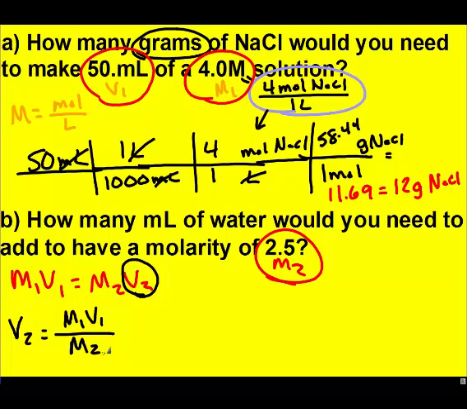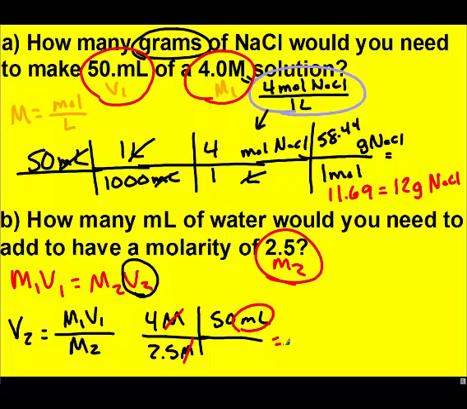Looking up, I have my 4 molarity times my 50 milliliters, and that's over my 2.5 molarity. Molarities cancel, and I'm left with milliliters. Multiplying and dividing, I get 80 milliliters. But that's 80 milliliters of 2.5 molarity sodium chloride.